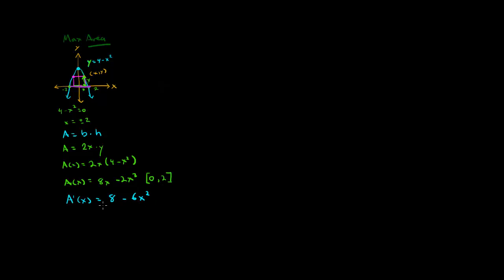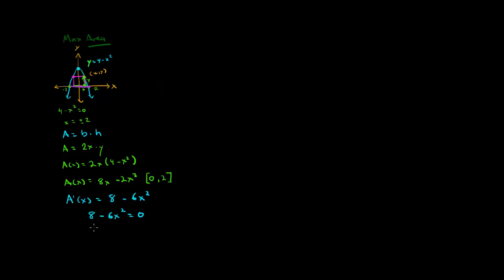So now what do I want to do with this? Well, I want to set it equal to 0. So I'm going to set 8 minus 6x squared equal to 0. It's always defined, so I don't have to worry about that, but I do have to see where it's equal to 0. So a couple ways we can solve this. Maybe I'll do this a traditional way.